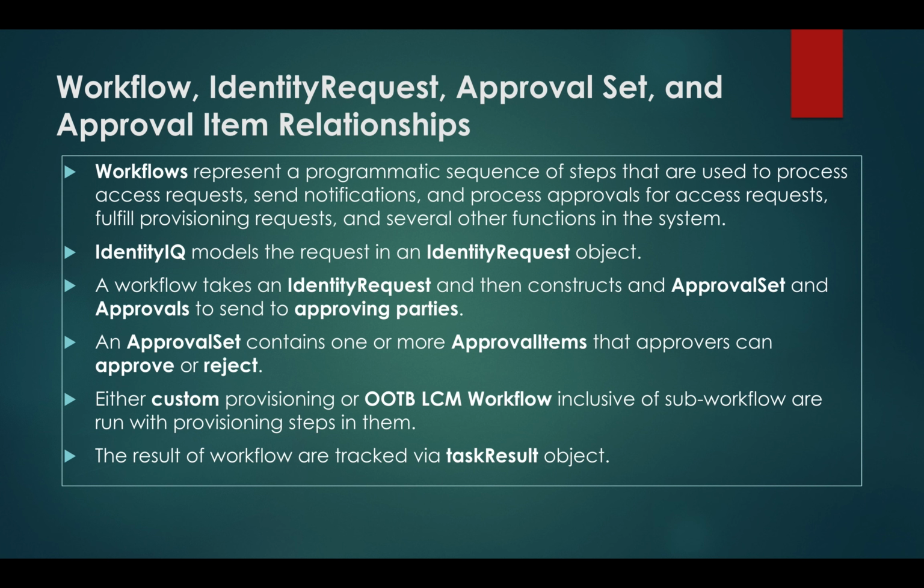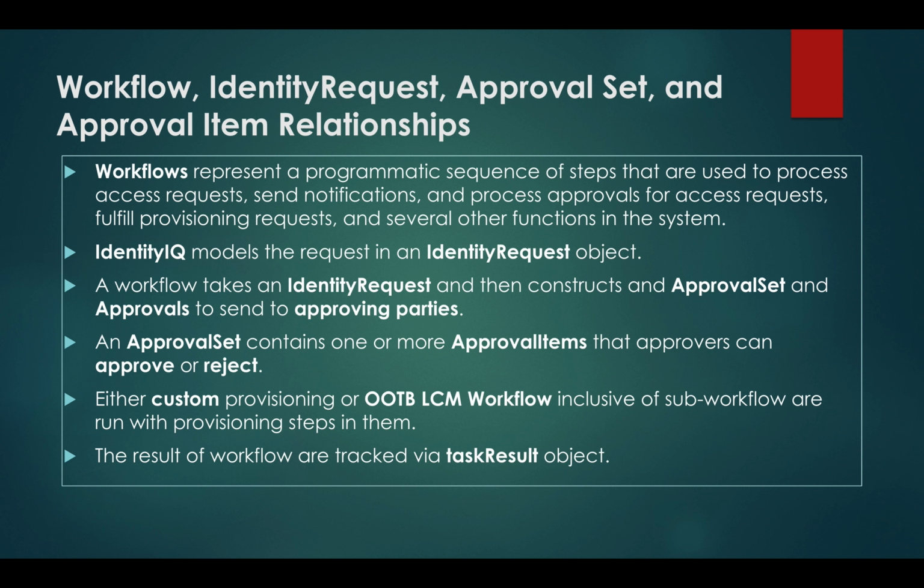Identity models the request into an identity request object. A workflow takes the identity request, then it can construct the operable set as well as the operables to send to the approving parties. The approving parties are sent notifications, which can be defined as a step of the associated workflow. Therefore, an operable set contains one or more operable items that approvers can approve or reject.